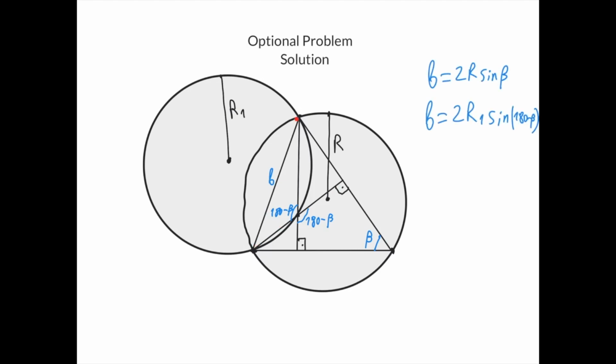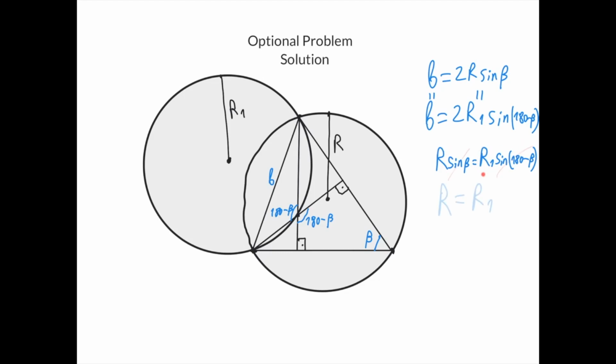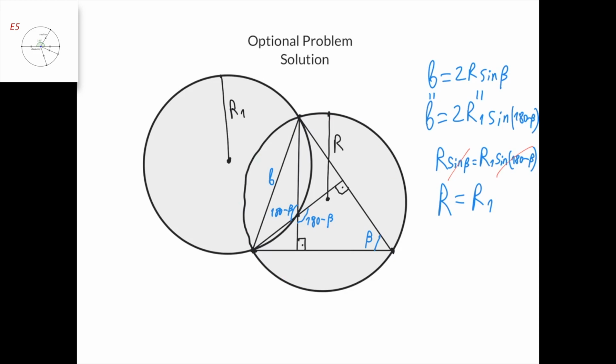Now, applying the law of sines for this triangle, we get that b equals 2 times r times sine of beta, which we write here. And applying the law of sines for this triangle here, we get that b equals 2 times r1 times the sine of 180 minus beta, which is written here. And so, because b equals b, this side equals this side. When we cancel out the 2's, we get that r times sine beta equals r1 times sine of 180 minus beta. But we know that sine of beta equals sine of 180 minus beta for all angles, and therefore r equals r1, which means that the radii of this circle and this circle are equal.